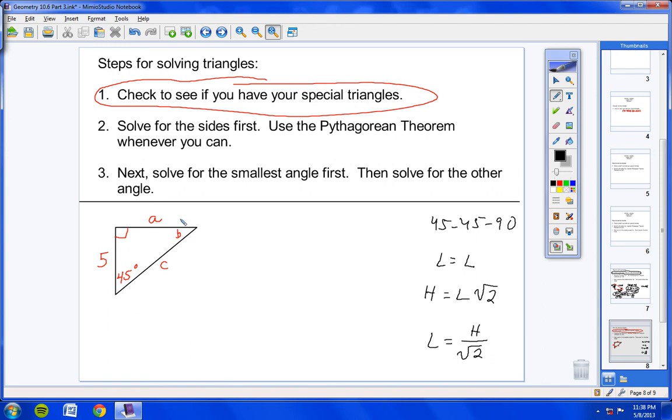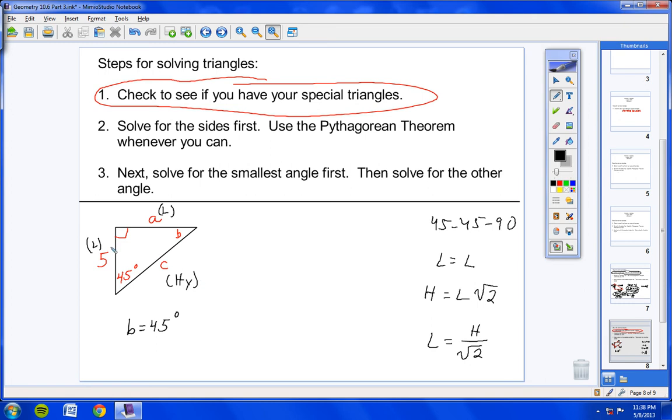All right. Well, let's real quick. We already know what angle B equals. We have 45, 90. This has to be 45, so we know that B is 45 degrees because 45 plus 45 plus 90 is 180. That's easy. Now, this is a leg. This is a leg. And this is a hypotenuse.